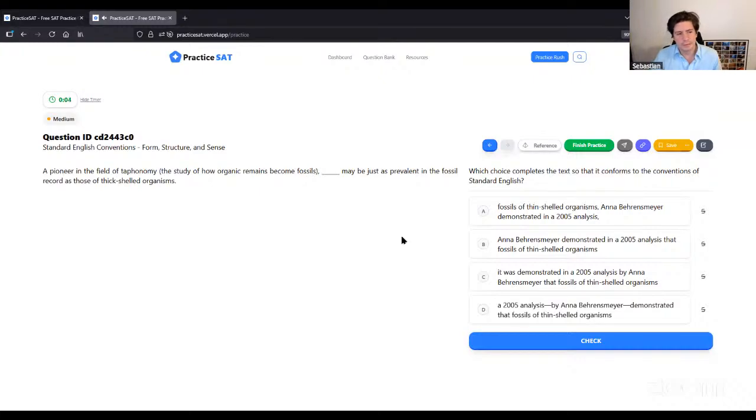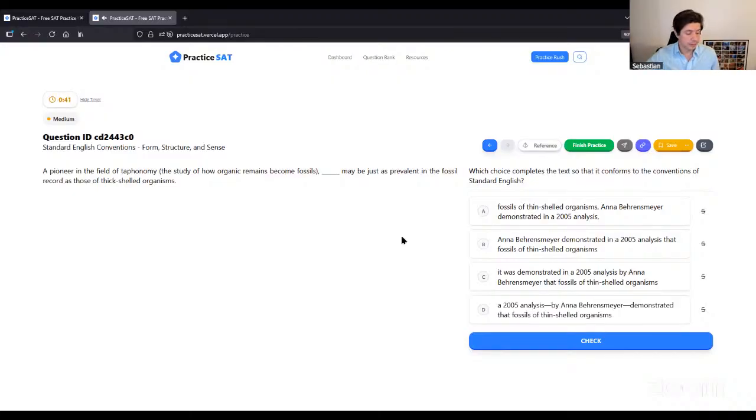A pioneer in the field of taphonomy, the study of how organic remains become fossils, blank, may be just as relevant in the fossil record as those of thick-shelled organisms. Which choice completes the text so that it conforms to the conventions of standard English? So let's see. A, fossils of thin-shelled organisms, Anna Behrensmeyer demonstrated in 2005 analysis. B, Anna Behrensmeyer demonstrated in 2005 analysis that fossils of thin-shelled organisms. C, it was demonstrated, and D, a 2005 analysis.